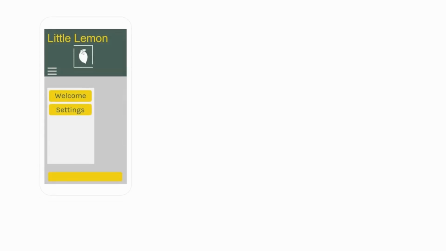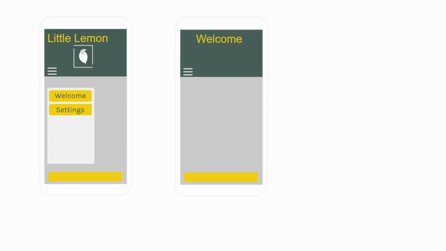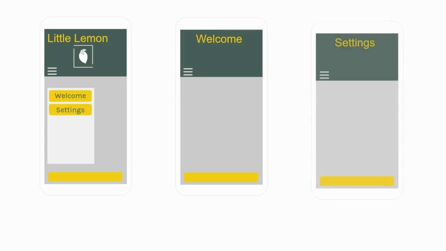React Navigation provides drawer navigation, and the code to set it up is very similar to the other navigators, like Stack and Tab. In the Little Lemon app, there are two designed screens, one for the welcome screen and the other for the settings screen. You can swipe right to open the drawer and see the list of screens you can navigate to. Clicking on the welcome screen name from the drawer will take you to the welcome screen, and clicking on the settings screen name from the drawer will take you to the settings screen.